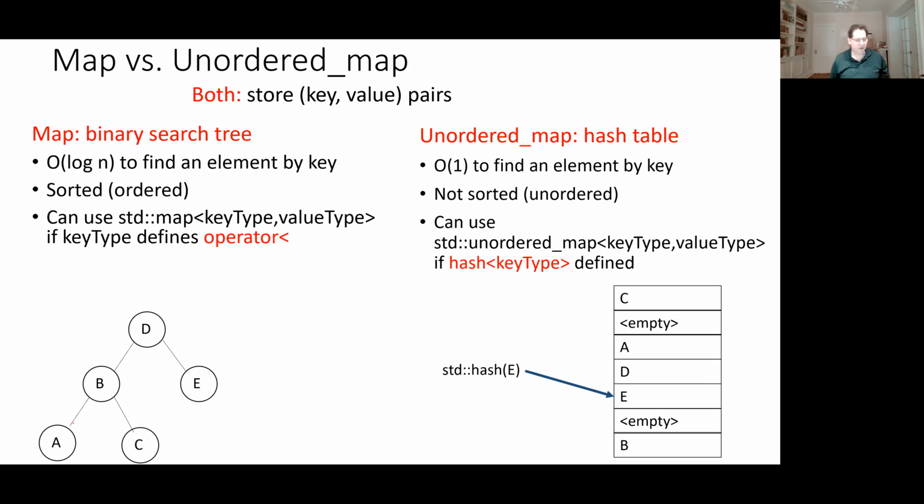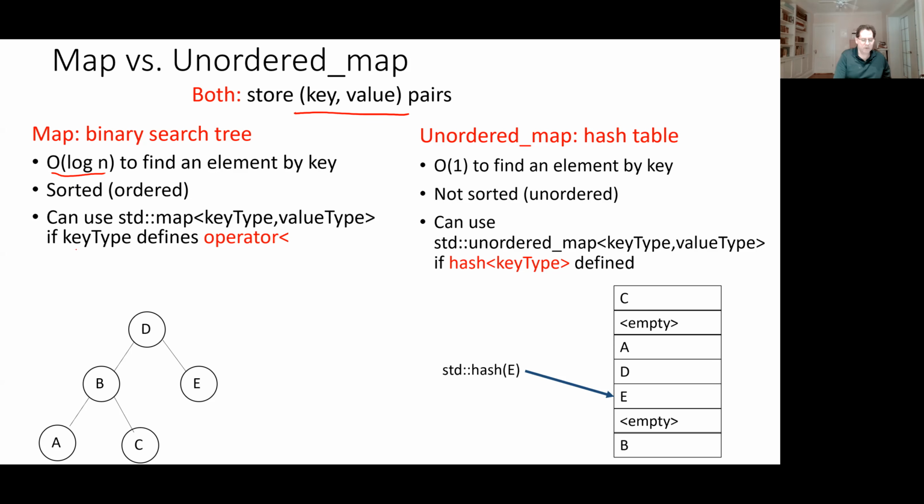Okay, map versus unordered map. The way you interact with them is the same. The code that I just showed you for map, if you just change the type to unordered map, all that code is basically going to work. So they both store key value pairs. A map is a binary search tree. And I just said this, it's log n to find it by key, it's sorted.